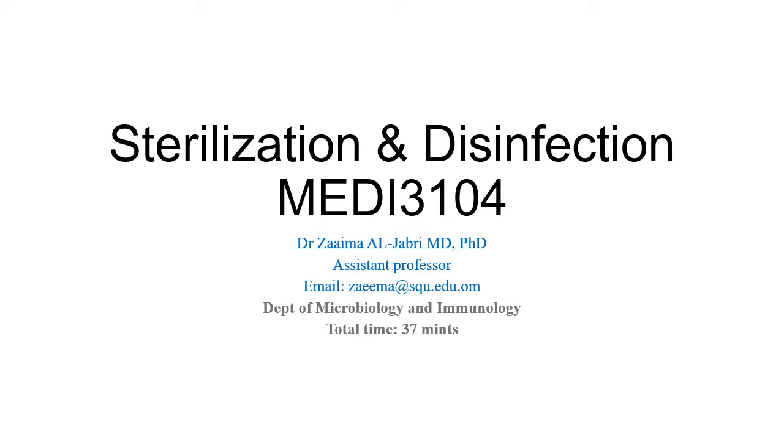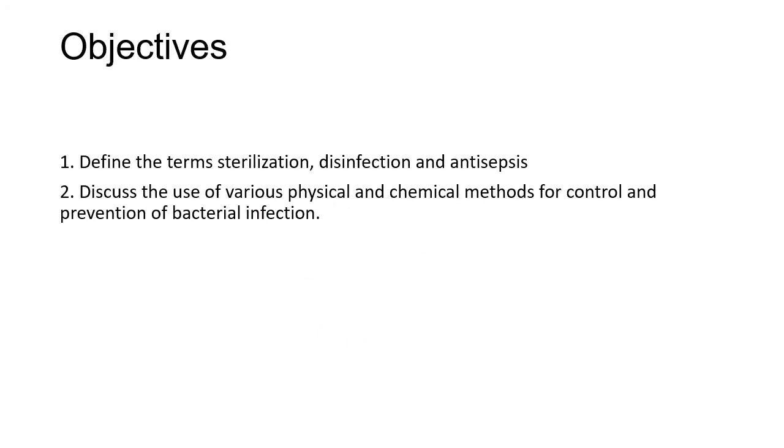So after this lecture, I hope you also can have a general idea about the different important chemicals or detergents that we use to achieve sterilization in the hospital environment. In this lecture, we are going to define different terms in relation to sterilization, disinfection, and antisepsis. We're also going to discuss the various physical and chemical methods to achieve bacterial control and prevention.